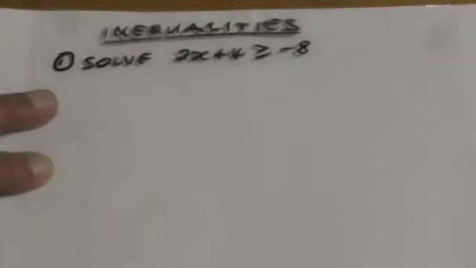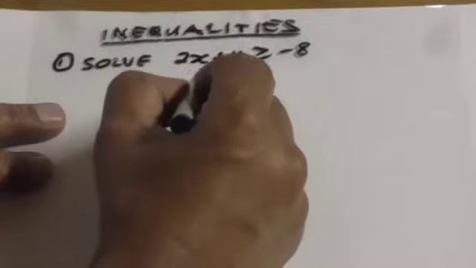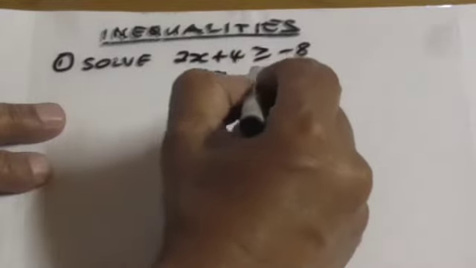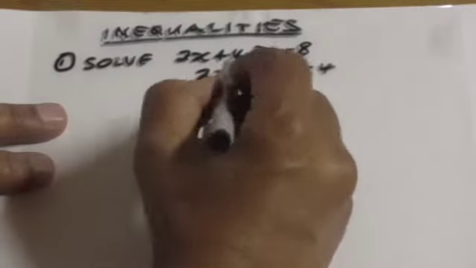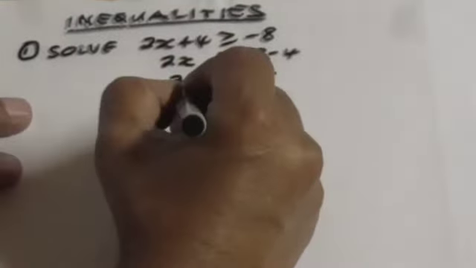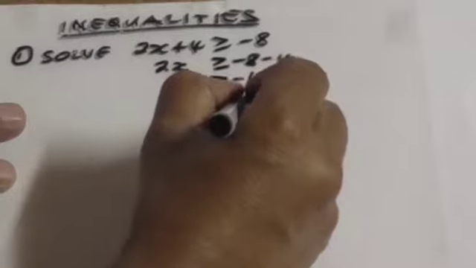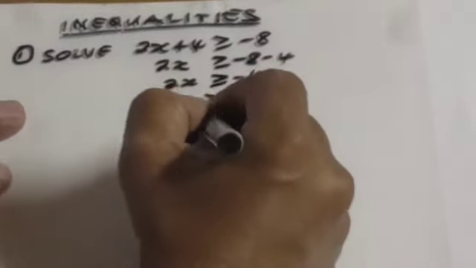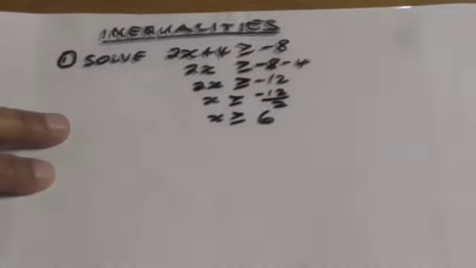We just solve it like a normal equation. So 2x ≥ -8 - 4. We transpose: 2x ≥ -12. x ≥ -12 divided by 2. x ≥ -6.